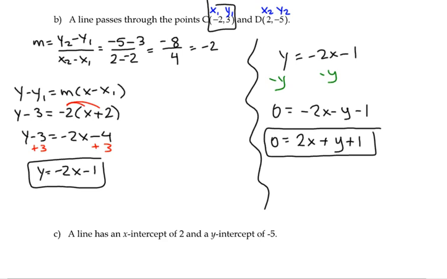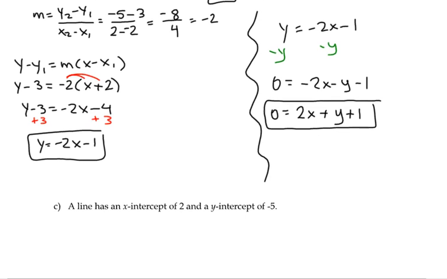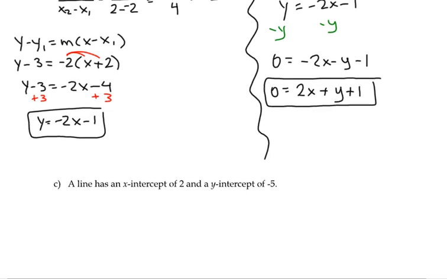Is there an easy way to do the next one? Very easy way. So the next one has a lot. We make the equation in slope-intercept form and general form. It has an x-intercept of 2 and a y-intercept of negative 5. What's the first question we ask ourselves? Do we have our slope? And the answer is no.